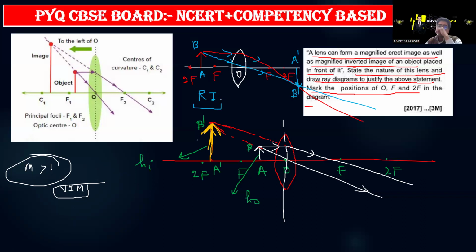Clear? Understood? If you place the object at 2F, the image is the same size. If you place it at focus, a highly magnified image. If you place an object at infinity, highly diminished. Understood? So here it is simply magnified. RIM: real, inverted, magnified in this case.